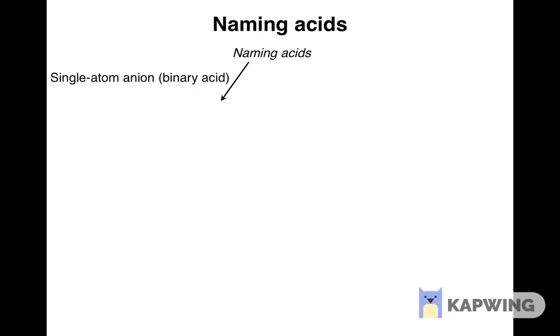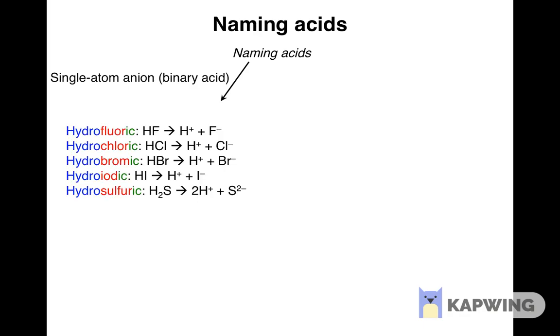Examples of such acids are HF, hydrofluoric acid, HCl, hydrochloric acid, HBr, hydrobromic acid, HI, hydroiodic acid, H2S, hydrosulfuric acid. The naming convention for binary acid is as follows. The name starts with the prefix hydro, followed by the name of the element that forms the anion, modified so it ends in ic, followed by the word acid.